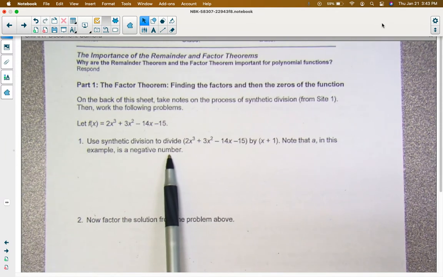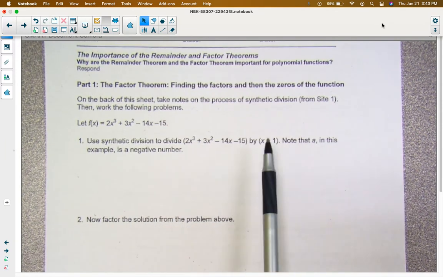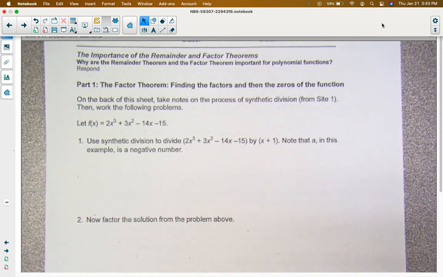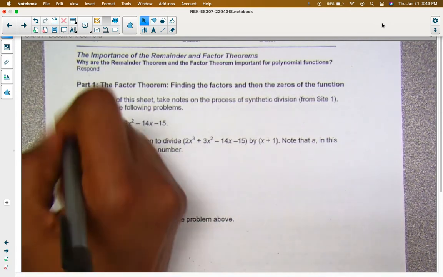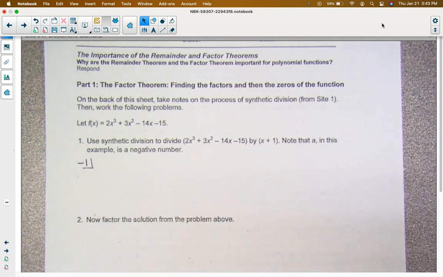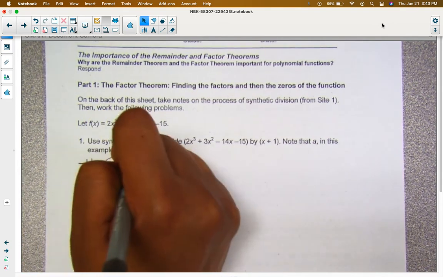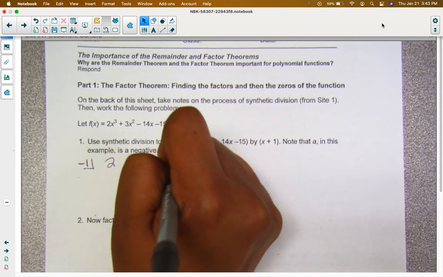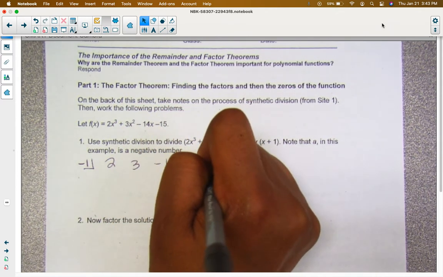All that means is a is the number that goes in the box. We already know how to do synthetic division. Take the opposite of this, put it in a box. So this is x plus 1. Negative 1 is going to go in our box off to the side. We're going to line up our coefficients: 2, 3, negative 14, negative 15.